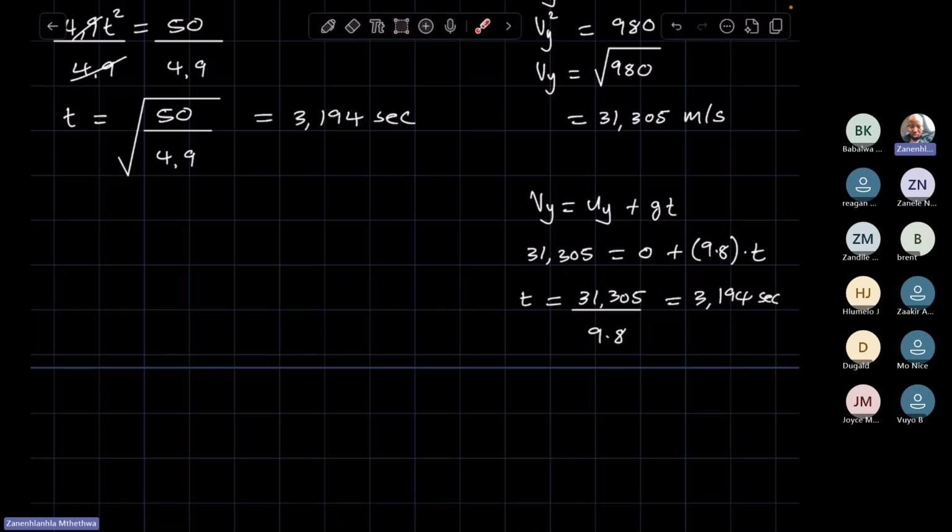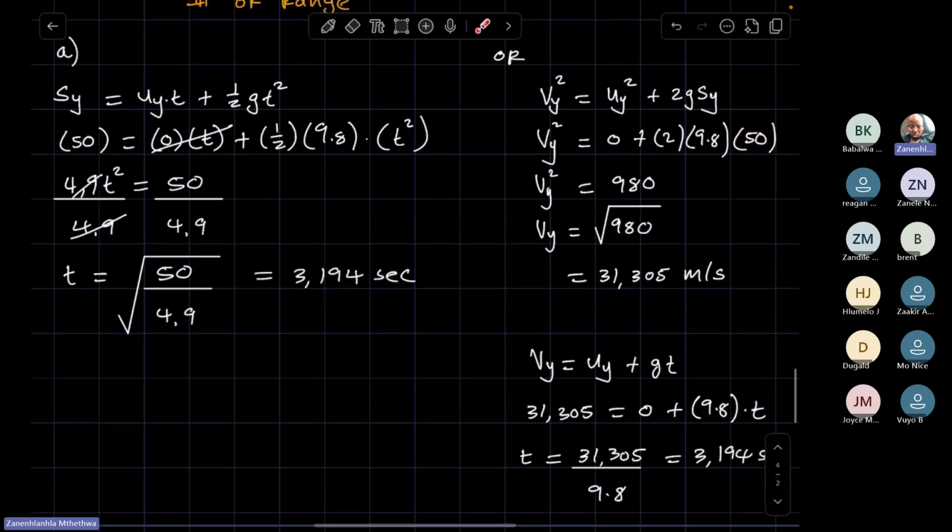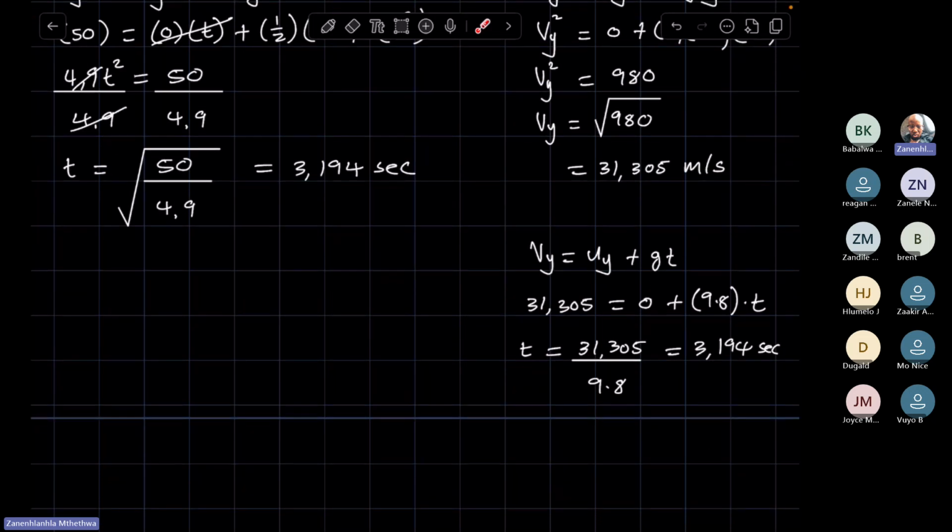Are we together? So obviously this is the much quicker approach, but if you happened to take this one, you'd have to calculate the final velocity first and then calculate the time using this one.